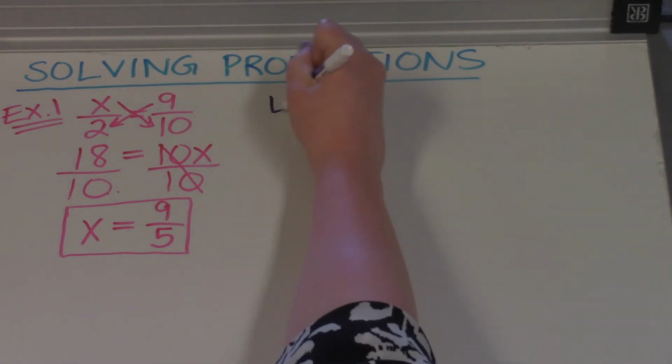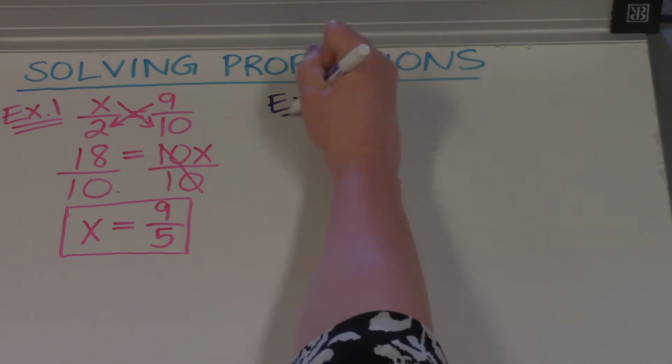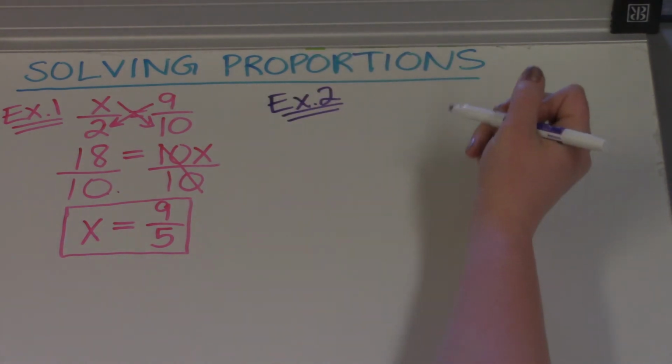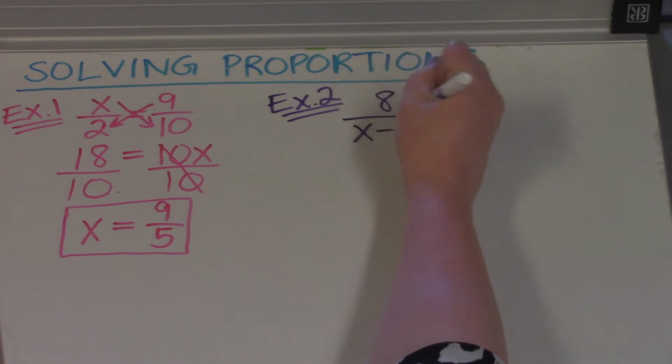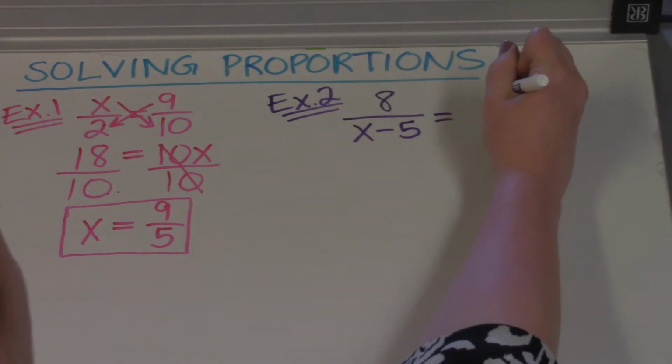Another example of solving a proportion is 8 divided by x minus 5 equals 4.